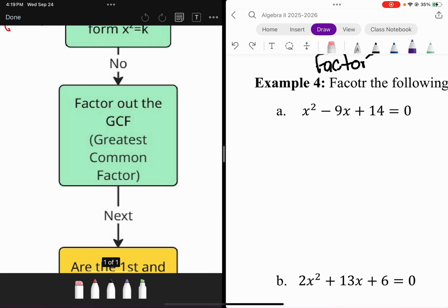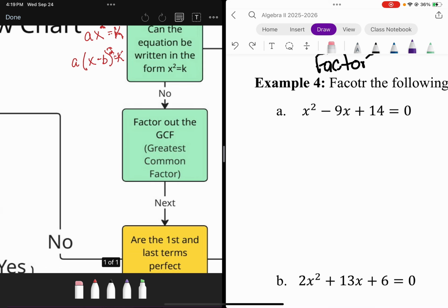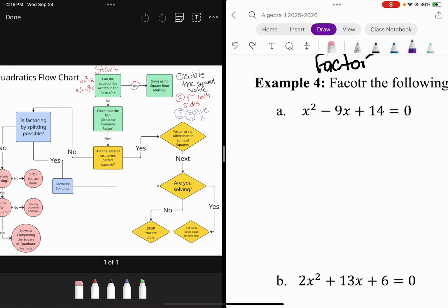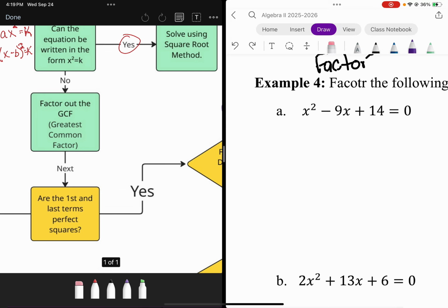The next thing we need to factor out is our GCF, or your greatest common factor. If you have an x squared plus 2x plus 4, if that number in front of the x squared is 1, your GCF is going to be 1. So then you can just jump down to the next one.